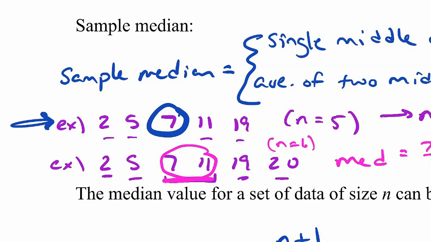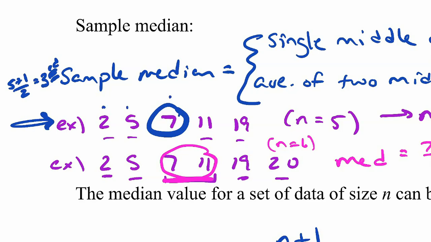So if n is 5 and I plug it into that little formula, 5 plus 1 over 2, that's 6 over 2, that's 3. That tells me that the third number in this data set is my median, and it was that 7 right in the third position. Here's x1, x2, and x3.